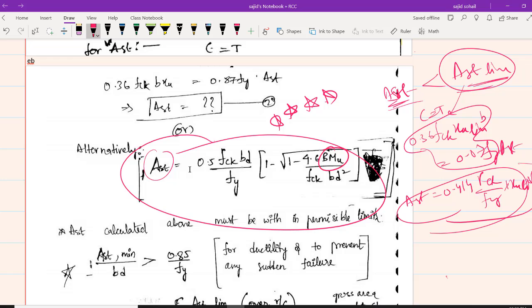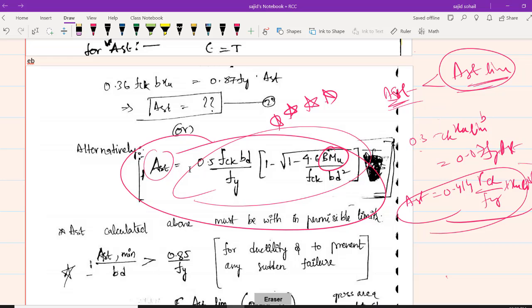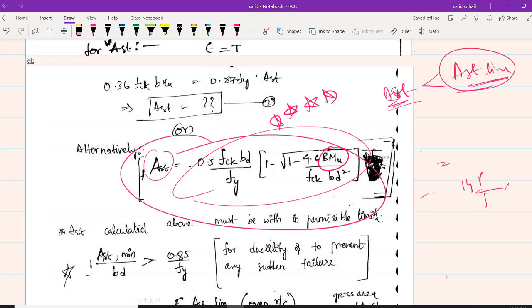Whatever AST you are getting using this formula, you have to check whether it is less than AST limit or not. There are two more things for which you have to check. What are these? Let us try to understand.